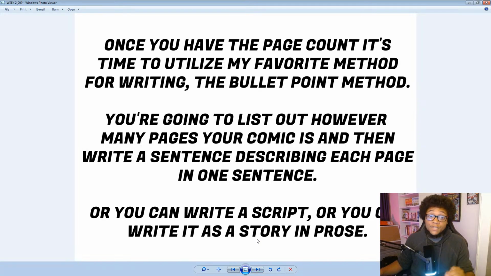Once you have the page count, it's time to utilize my favorite method for writing, which is the bullet point method. The bullet point method is when you list out however many pages your comic is, and then write a sentence describing each page in one sentence.